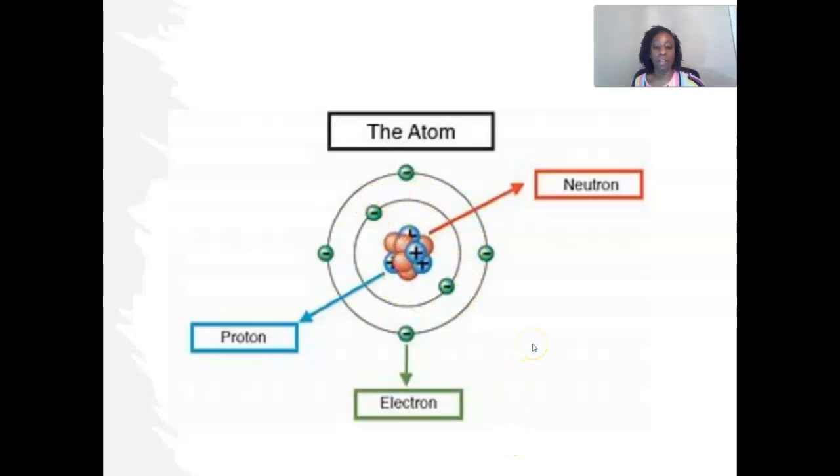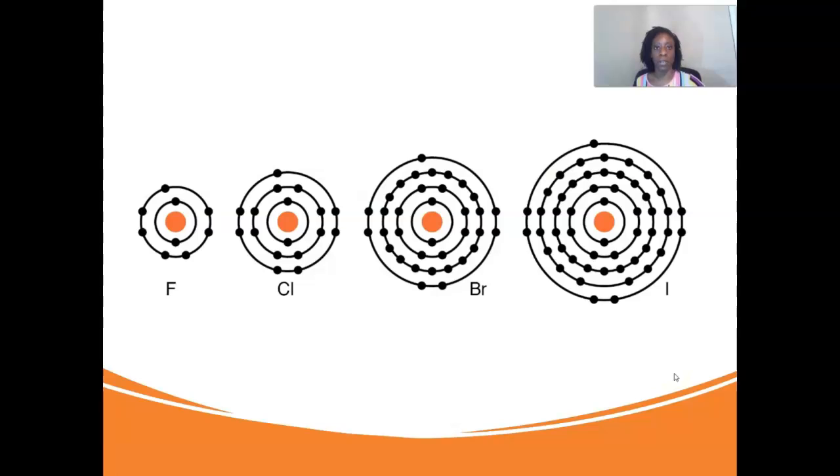Now, the number of electron shells in an atom is going to depend on how many electrons that atom has. So that means that different atoms have different numbers of electron shells. Some have only one shell, some have 2, 3, 4, 5, 6. But whatever the outermost electron shell is in that atom, that's called the valence shell. And the electrons that are sitting in that valence shell are called valence electrons.